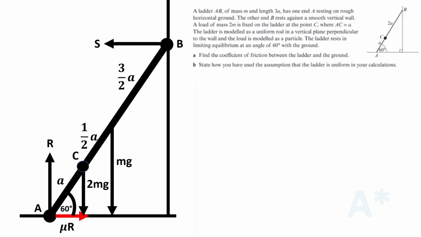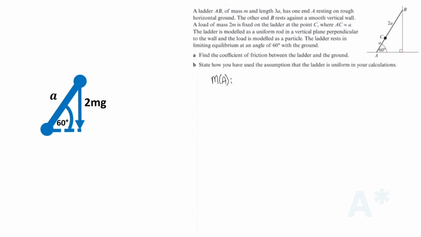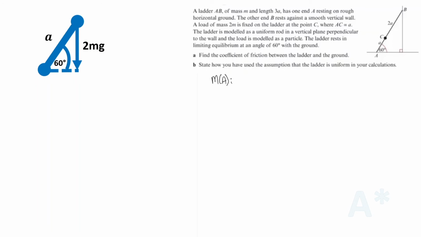So we'll start in the same way that we did before by taking moments from A. We'll take those forces in order, moving away from A. First, we're going to consider the 2 mg force. Perpendicular distance multiplied by the force. The perpendicular distance here, the dashed line, is adjacent to the angle, so we're going to be using cosine 60, and we'll multiply by 2 mg.